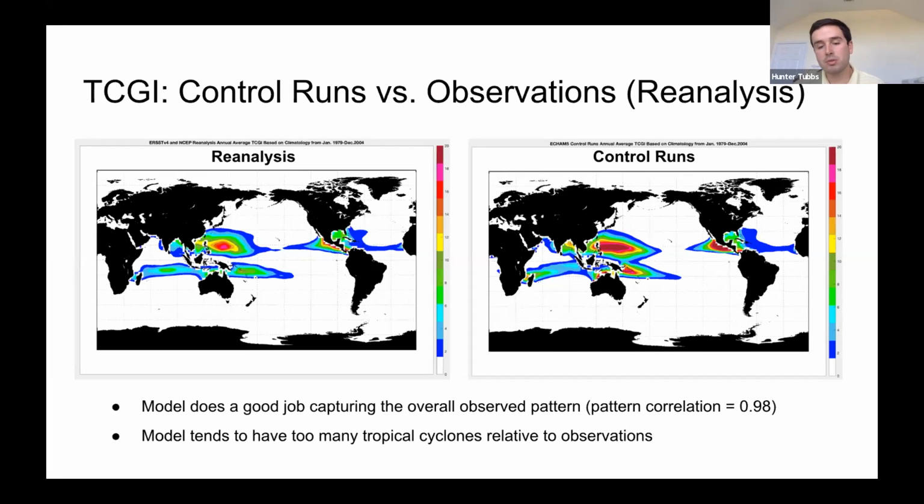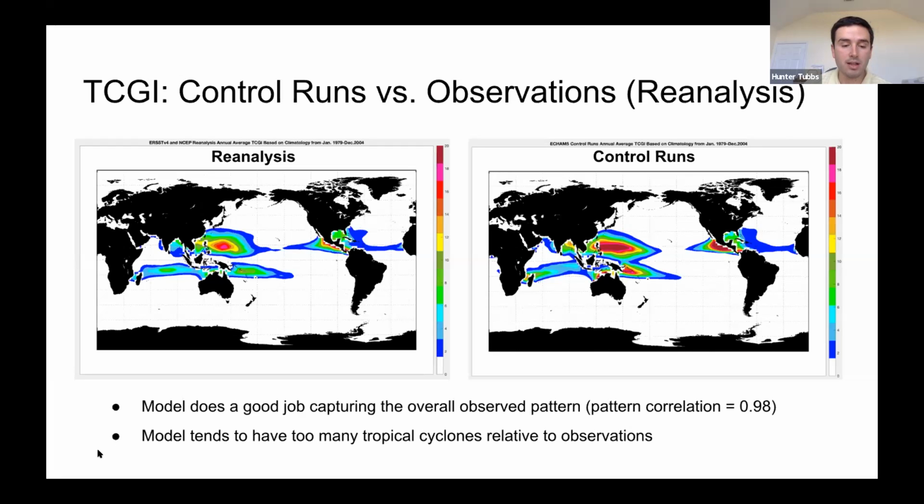On the control run, which is shown on the right-hand side, we can see fairly similar results. However, there are some differences. In terms of the areas of enhanced tropical cyclone activity, they are lying in the same areas, generally speaking, which is a great thing to see. However, they are generally overestimating the number of tropical cyclones compared to the reanalysis data on the left-hand side. So just to give a little bit better idea here.